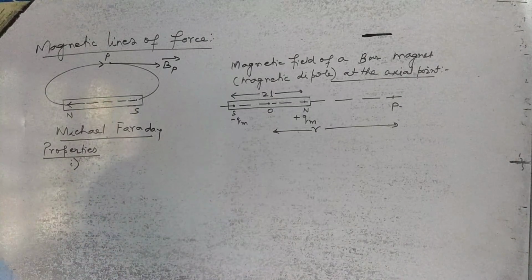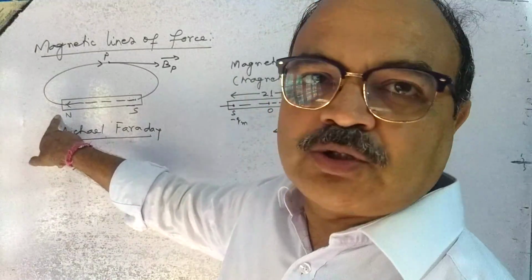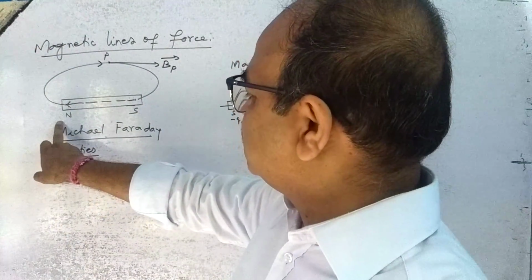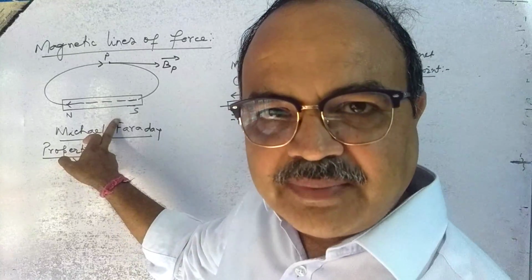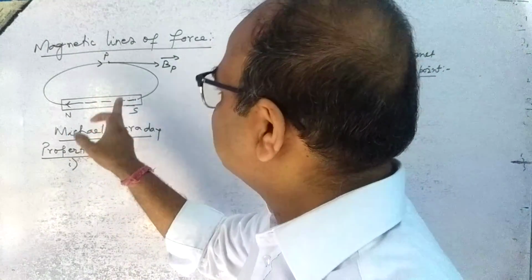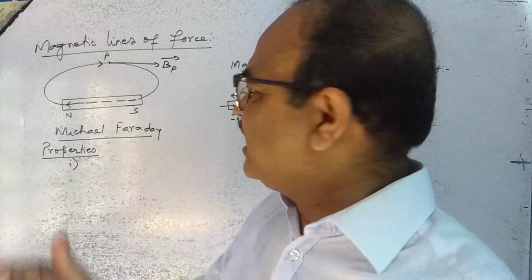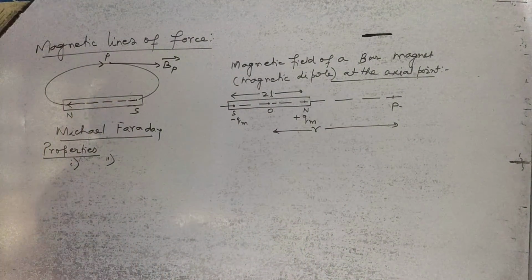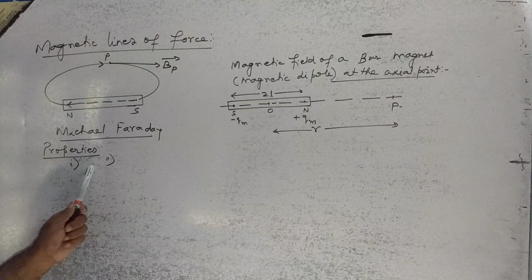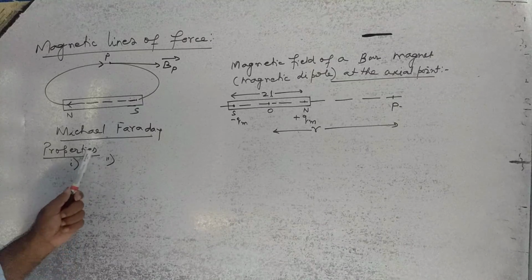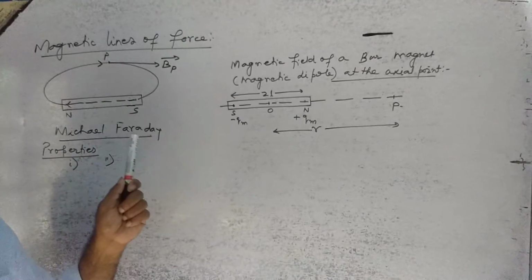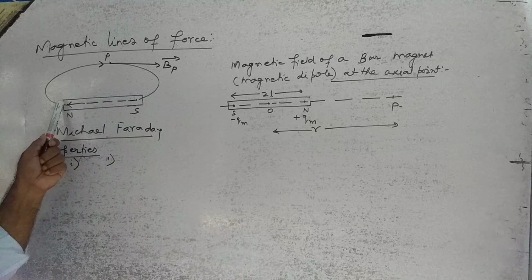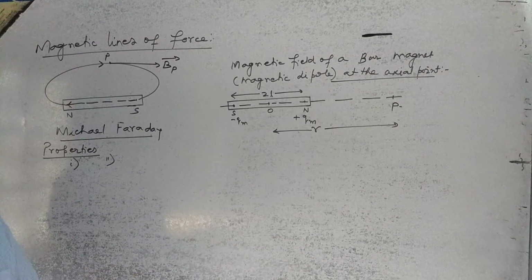Let us now see what the important properties are. First, magnetic lines of force originate from the North Pole and terminate at the South Pole outside the magnet, whereas they run from south to north inside the magnet, as shown. Second point: look, these are closed magnetic lines of force, closed curves, isn't it? Because they start from north to south, and again from south to north. That is unlike electric lines of force.